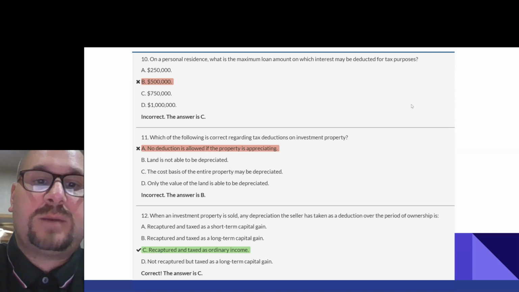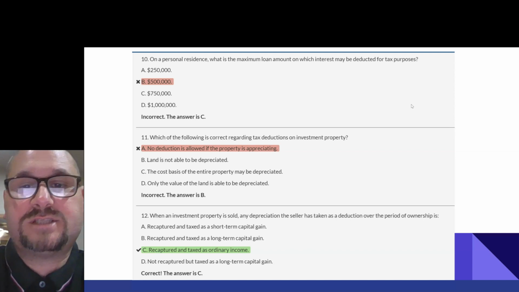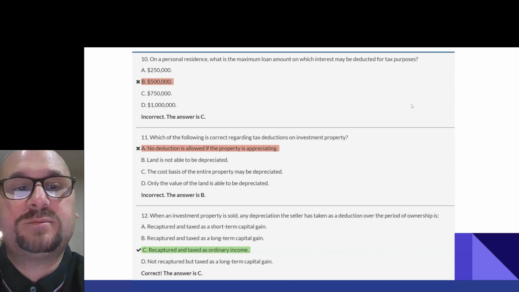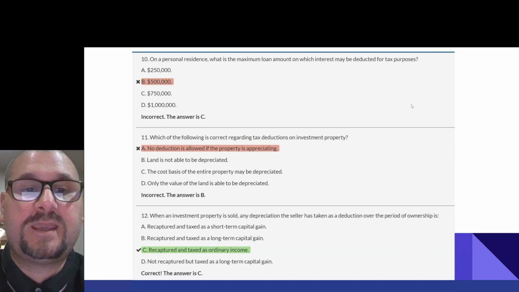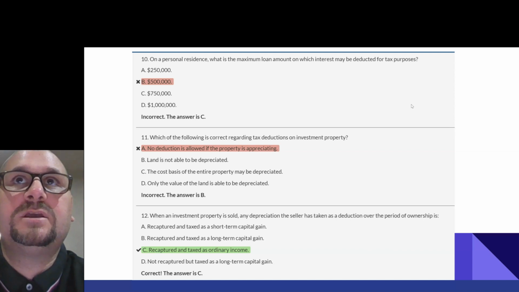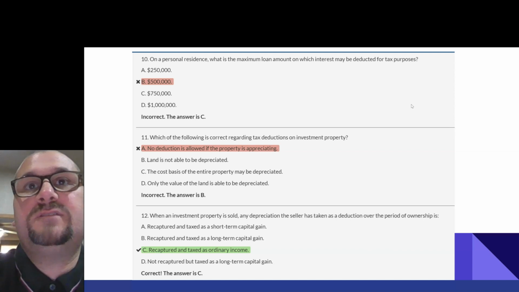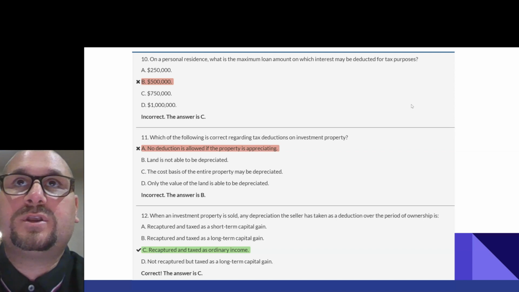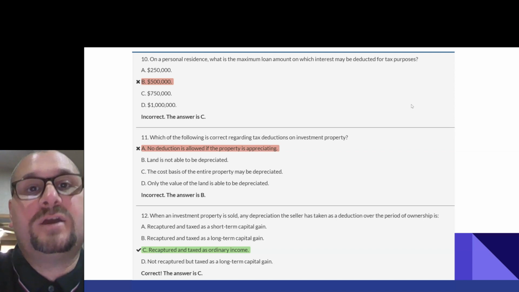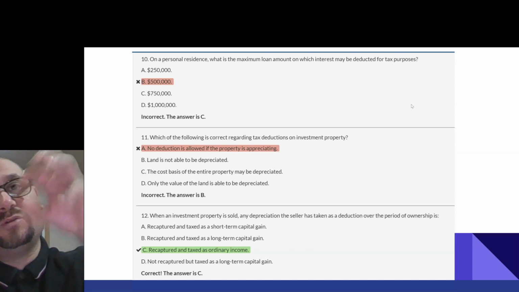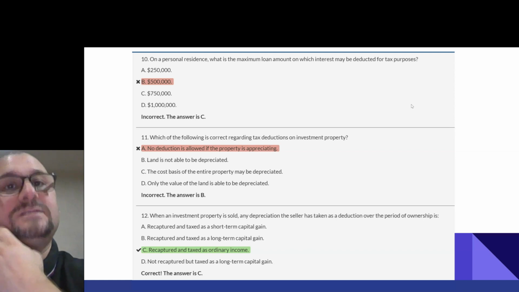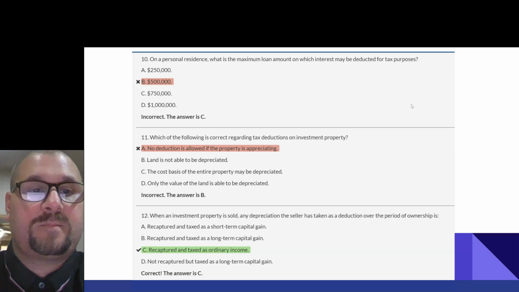So when an investment property is sold, any depreciation the seller has taken as a deduction over the period of ownership is recaptured and taxed as ordinary income. So it's not like you get to save your taxes for those 10 years where you were depreciating. They add up all those depreciations over those years, and then they tax that as ordinary income.